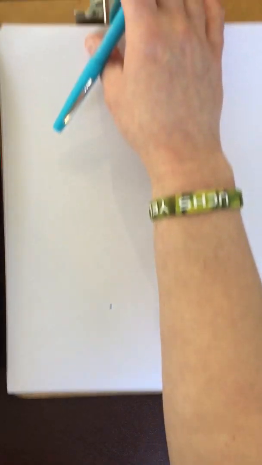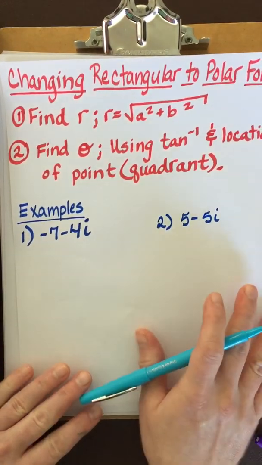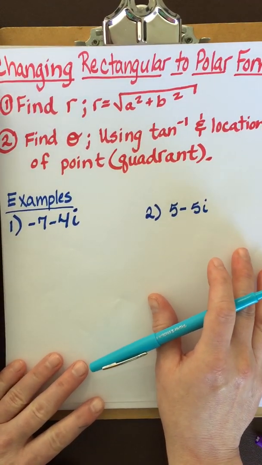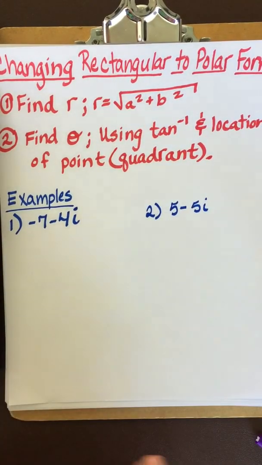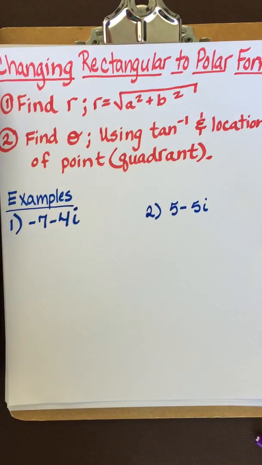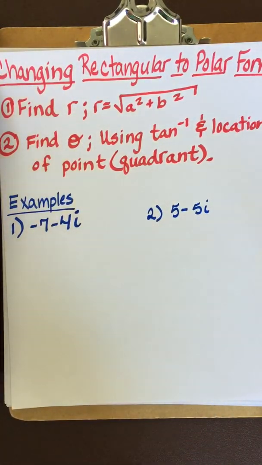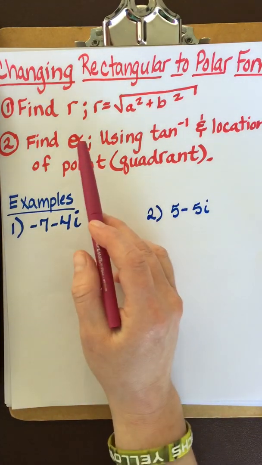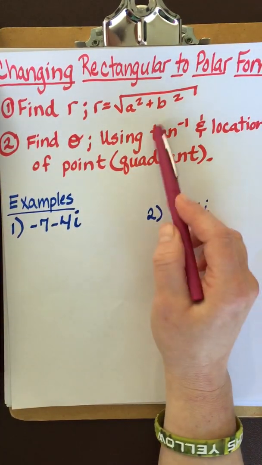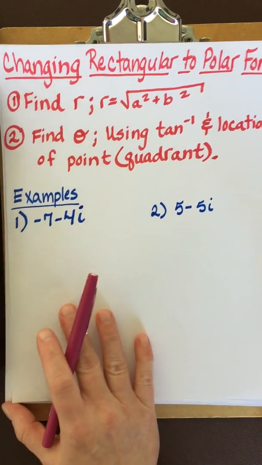All right, the next thing that we want to talk about is changing rectangular form to polar form. I can't really fit all that on there. All right, so 2 steps. The second one requires a little more thought. For step 1, you find r, and we talked about that before. r is just the square root of a squared plus b squared. That's just the modulus, right? And then to find theta, we'll use tan inverse and where it's located, because it matters what quadrant it's in. So I'm going to do example 1 first.